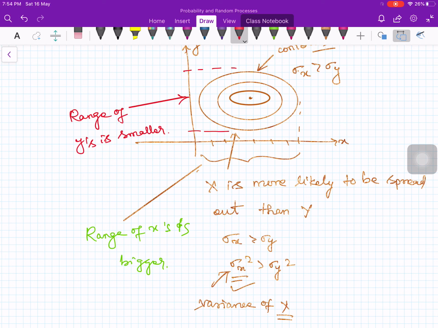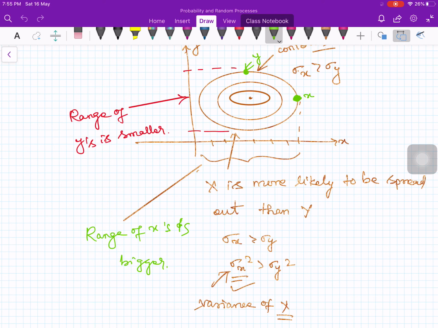Suppose I take this point. This is my bigger x, and this is a smaller y. This bigger x and the smaller y will have the same probability. So the picture of this kind is telling us that the variance of x is going to be bigger than the variance of y. That is the conclusion of this picture. Depending on how these variances compare with each other, that is going to determine the shape of the ellipse, whether the ellipse is bigger or smaller, or elongated in the x direction or in the y direction. So it all depends on the variance of the random variables x and y.